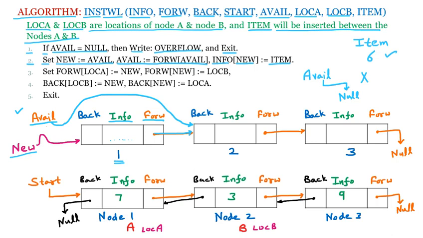So that 6 will be placed. So we are placing 6 here, means the new node which we have captured, there we have successfully entered the element which is 6. Going on line 3, set forward of location A. Now we have to find out where the location A is. We know that location A is nothing but the node A and that forward part. So node A forward part, means talking about this one, is equal to new.